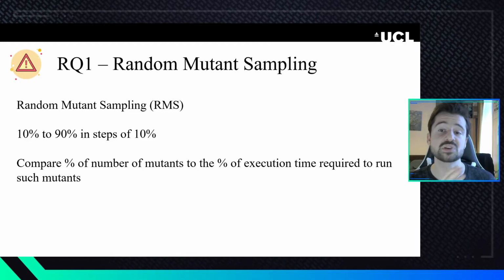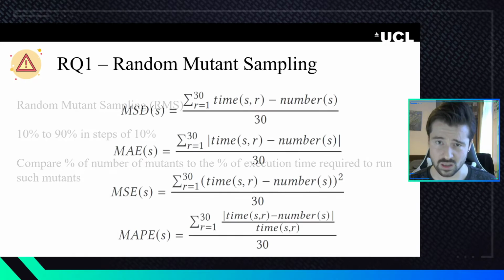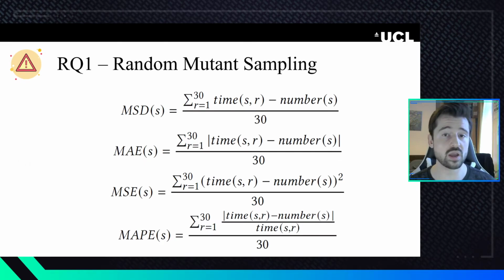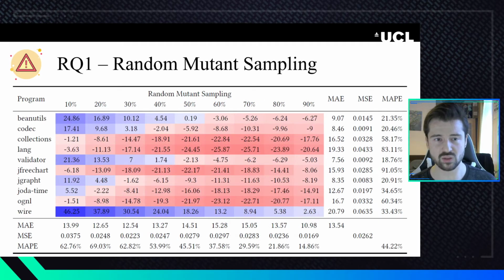Then we compare the percentages of sampled mutants to the percentages of execution time needed to run those sampled mutants in relation to all mutants. In this comparison, we use 4 error metrics commonly used in statistics, namely mean sign difference, mean absolute error, mean squared error, and mean absolute percentage error. So without further ado, this is the first result that we found.